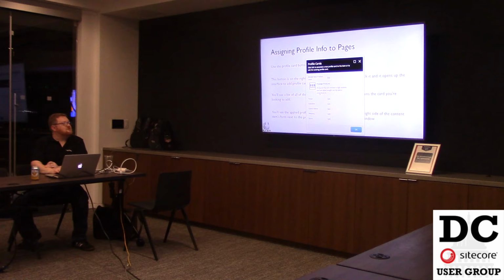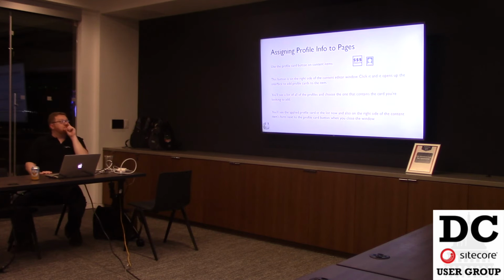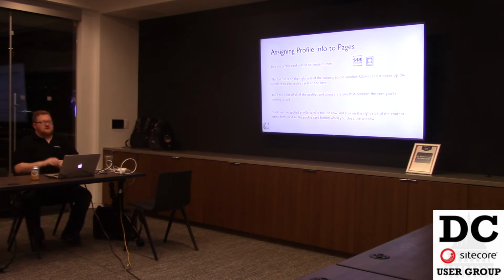And that's that description we were talking about before. That's the icon we were talking about before. And this is one of the reasons that's important. The other reason is, after you've applied all that stuff and you come back to Content Editor, what you will see is now the button, and you'll also see the icons of any profile cards that you have assigned to that piece of content.